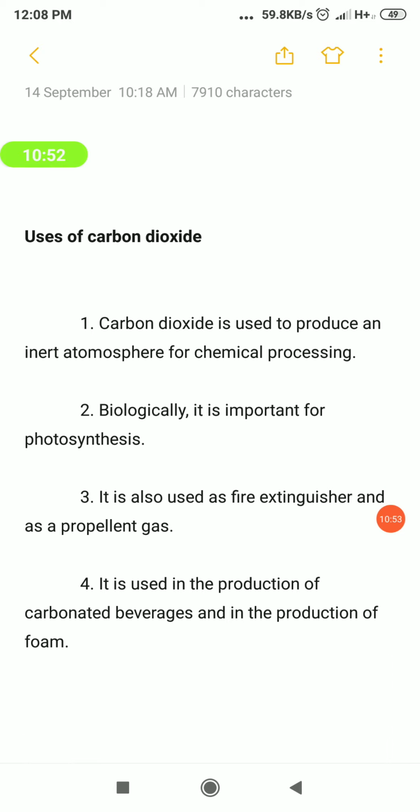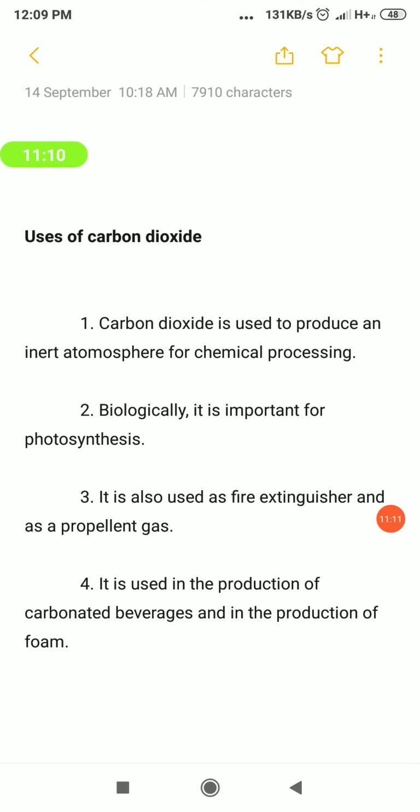Then uses of carbon dioxide. It is mainly used for many reactions which have to be handled only in an inert atmosphere. Some reactions cannot be done normally in the lab; they have to be done in a closed atmosphere, a carbon dioxide atmosphere. So for such reactions carbon dioxide is used.